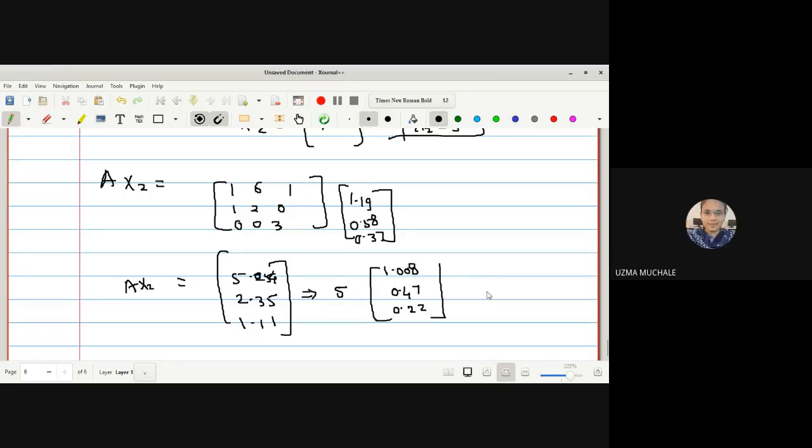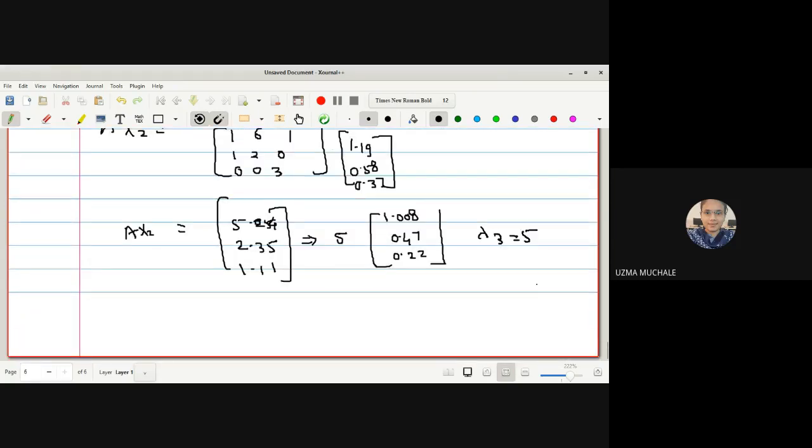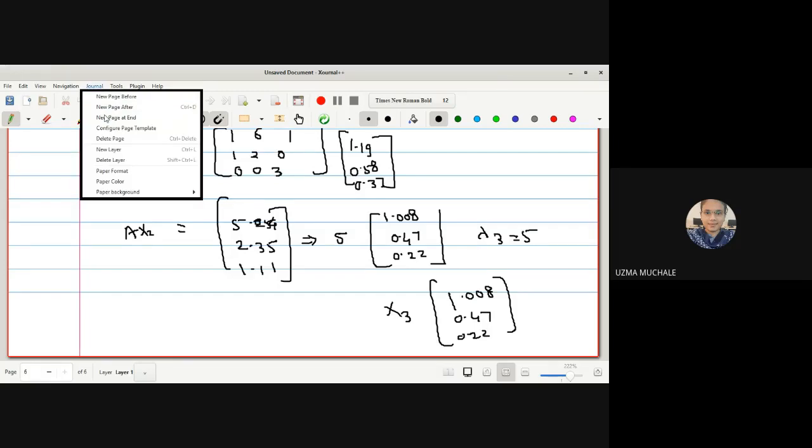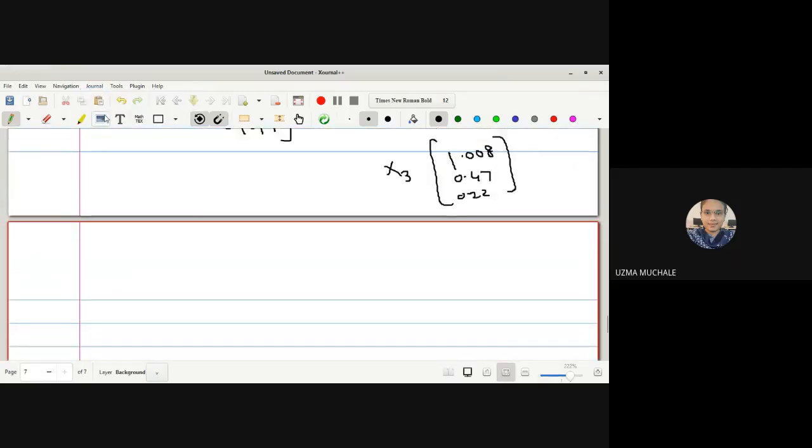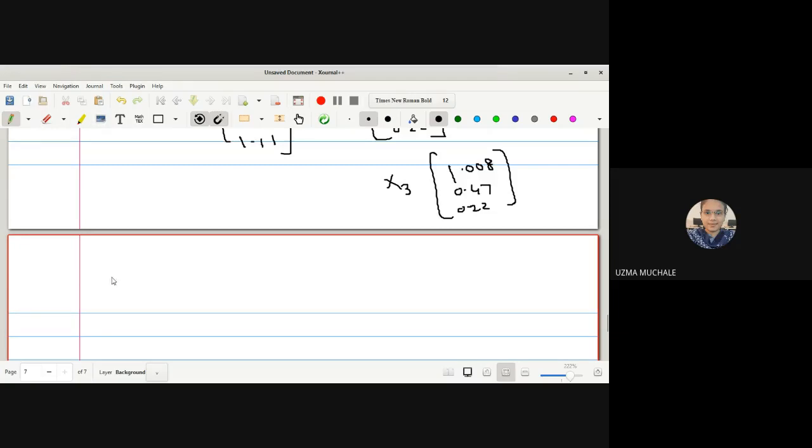Now in this case, we can say this is x3. So lambda 3 we are getting is 5 and the corresponding x3 is 1.008, 0.47, 0.2. Let us solve one more, that is, we'll solve up to x4 and we'll stop the procedure. Ax3 is equal to A times x3, which is also with us. Multiply them and tell me the answer.